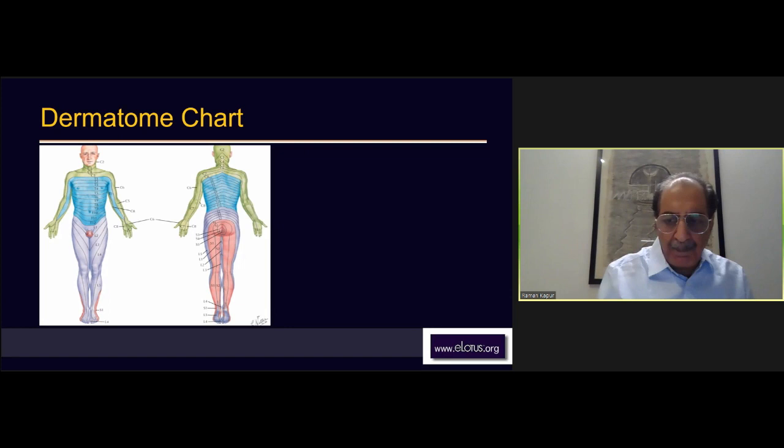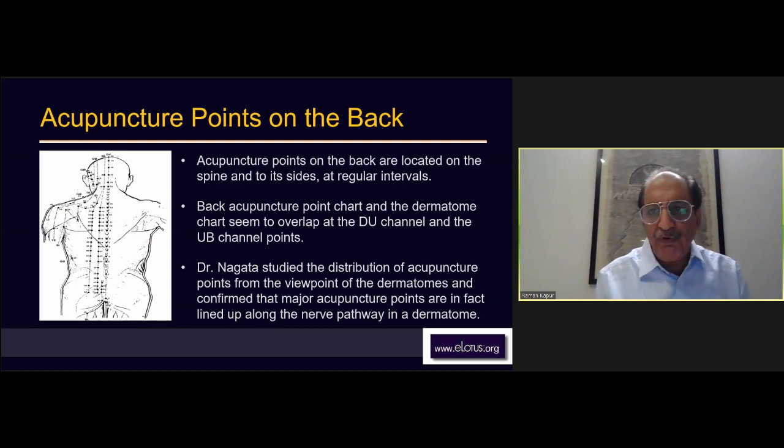Now we come to the acupuncture points on the back, because most of the colleagues listening to this webinar are practitioners of acupuncture. We all know from our knowledge of acupuncture over many years that the acupuncture points on the back are located on the spine as well as on the side at regular intervals. The midline acupuncture points are the ones located on the DU channel, and the back acupuncture points and the dermatome charts, which Professor Nagata developed with his experience, seem to overlap at the DU channel and the UB channel points. Dr. Nagata studied the distribution of the acupuncture points from the viewpoint of the dermatomes and confirmed that major acupuncture points are in fact lined up along the nerve pathway in a dermatome.